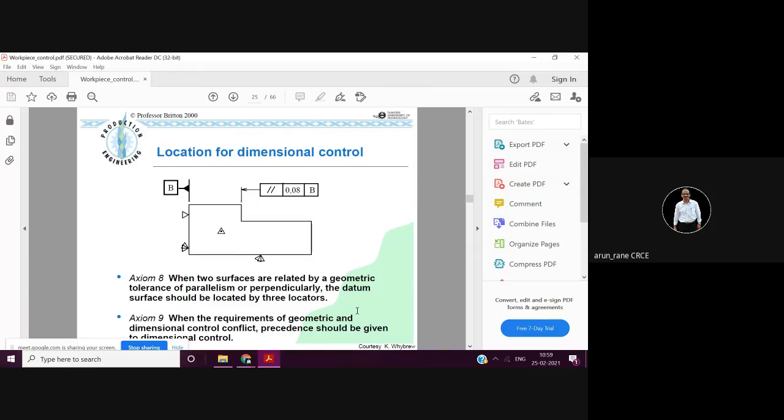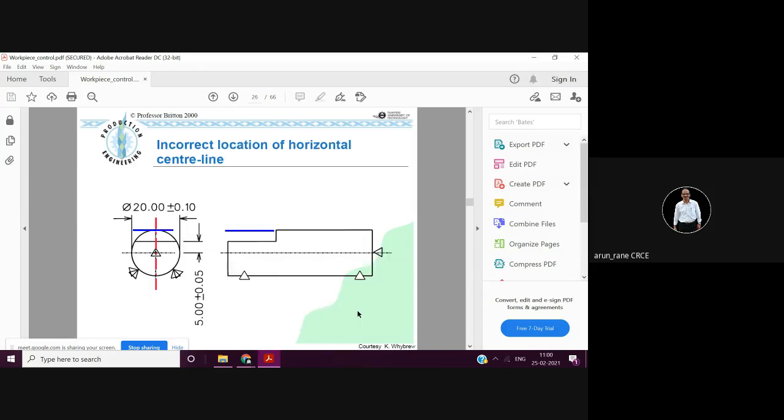Understand? If you take less machining time and try for geometric control, but ignore dimension control, then your product is failing. What is the use if you are producing the component in 5 minutes instead of 10 minutes, but it is out of dimension control? It's of no use. So that's why, between geometric and dimension control, you have to give preference to the dimension control, isn't it? Obviously.